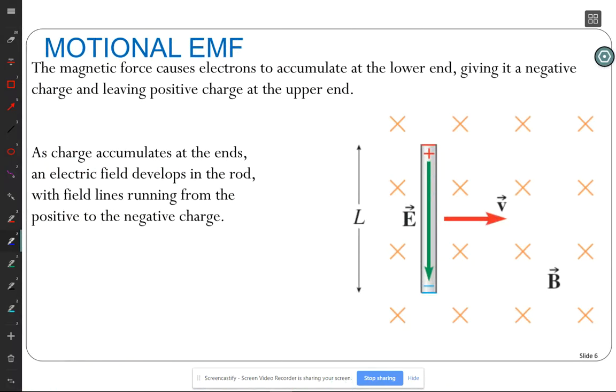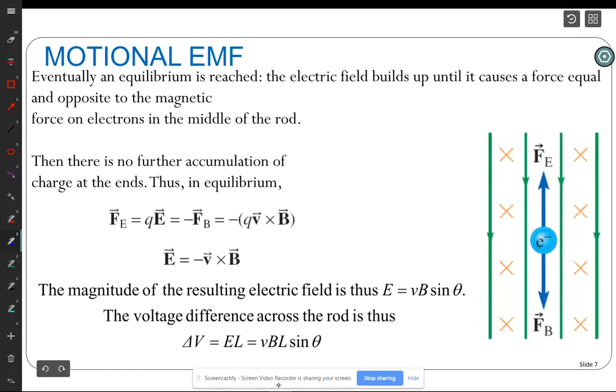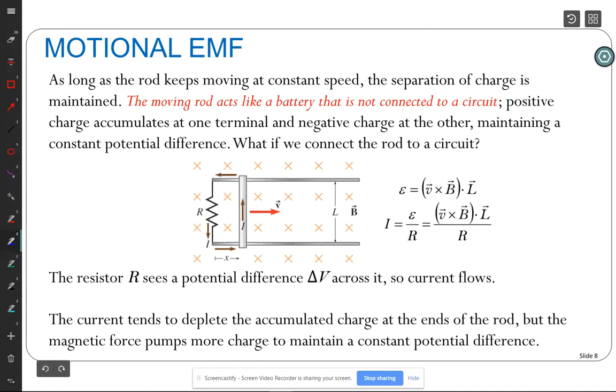So we call this motional EMF, and I have already gone through everything up to here now. Here is another example of motional EMF, but now we have a resistor. So if I move that slider, it's going to make a voltage that we calculate just like we just did.